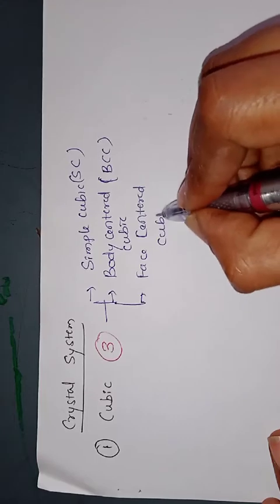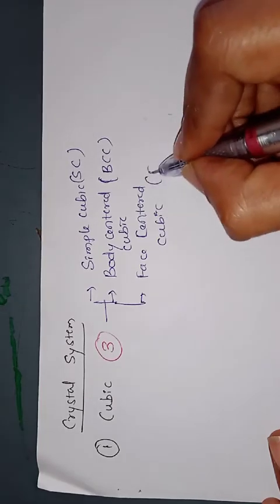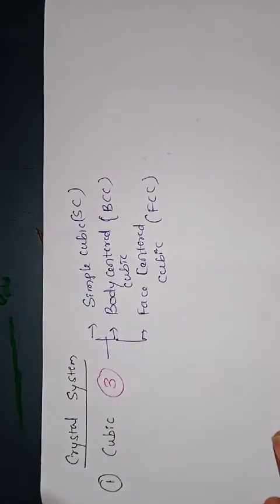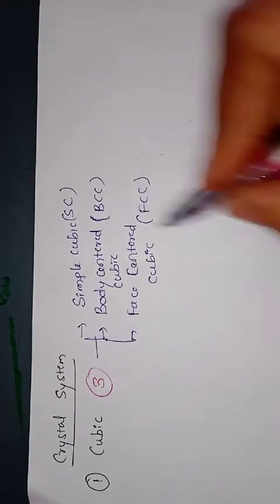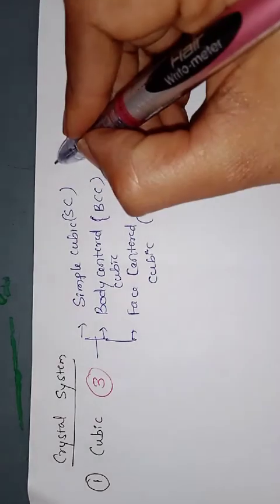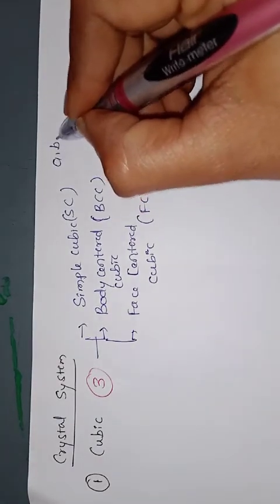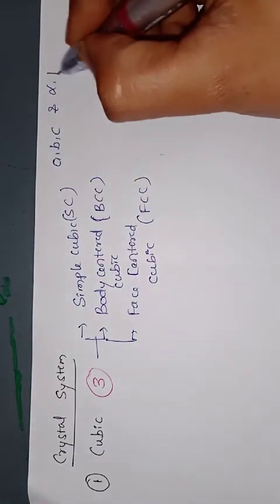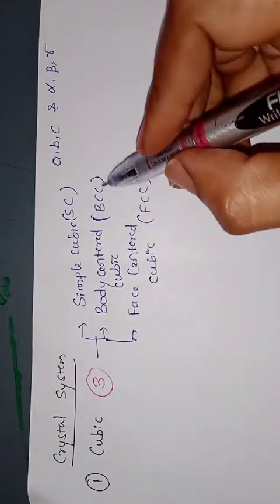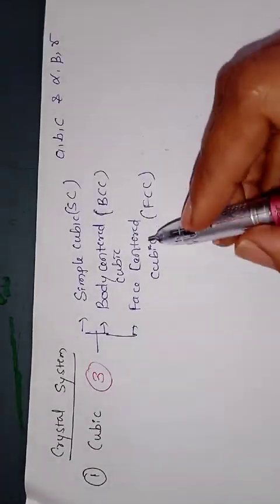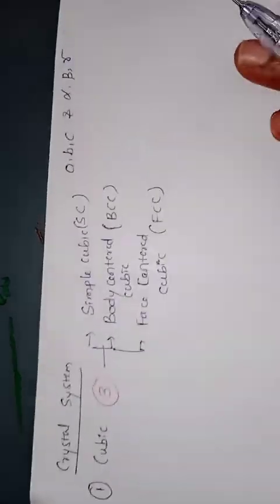Face centered cubic, that we can indicate as FCC. Okay. Then what are the parameters? We know A, B, C and alpha, beta, gamma are lattice parameters. Then what is the measurement of these parameters in cubic system?